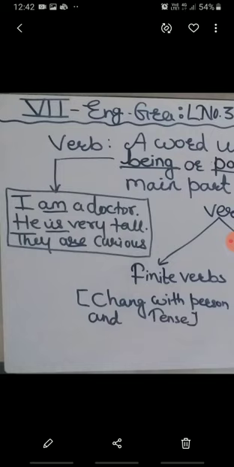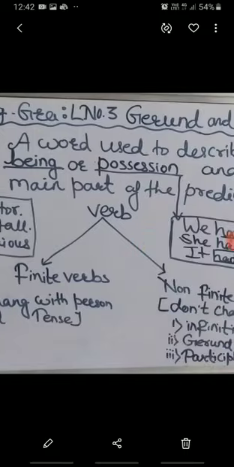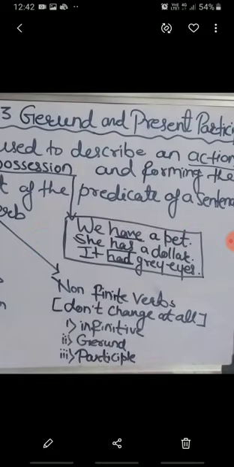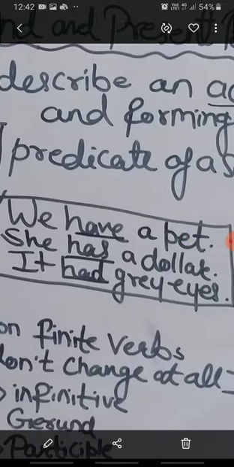Was and were are the past forms of this verb. Other verbs show possession, like: we have a pet, she has a dollar, it had grey eyes. Have, has, had show possession. And another example of verbs is action verbs, so we will see some action verbs.